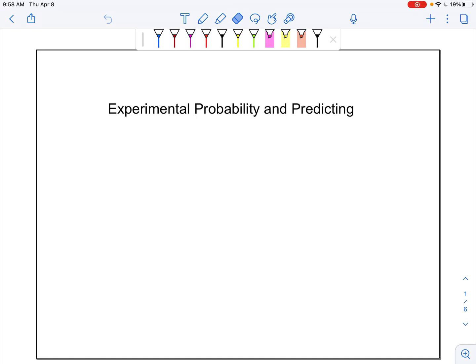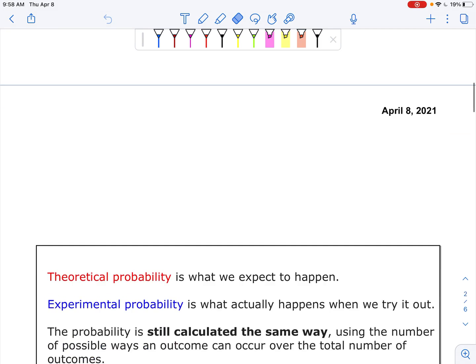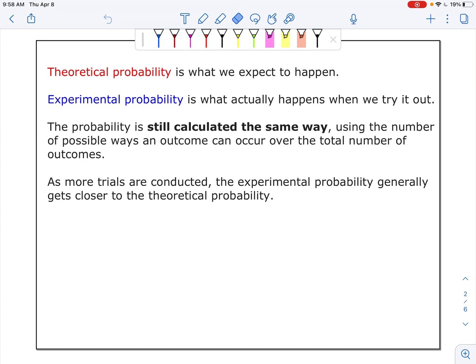Today we're going to be looking at experimental probability and using the results of experiments to predict what might be happening in the future. So theoretical probability is what we looked at yesterday, and that probability is what you would expect to happen in a perfect world. So if you flipped a coin 10 times, you would expect tails to come up 5 times and heads to come up 5 times.